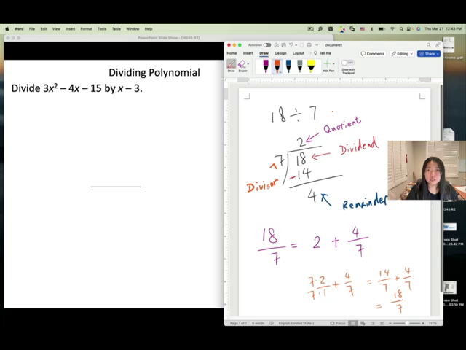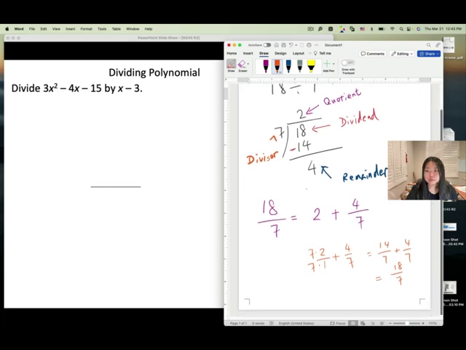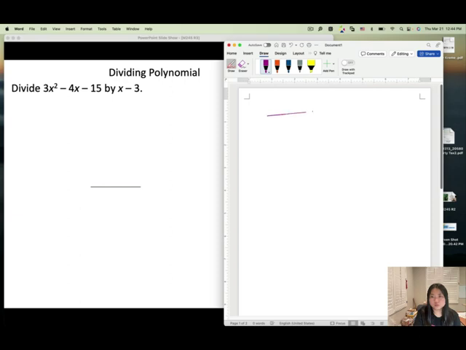Now, let's do it together for the first example. Okay, put the dividend 3x squared minus 4x minus 15 divided by x minus 3, the divisor. So first we're going to figure out what is the first term in here. We have a 3x squared for the first term. We're going to divide it by the first term here, this is going to be x. So think about it, 3x squared divided by x, simplify it.